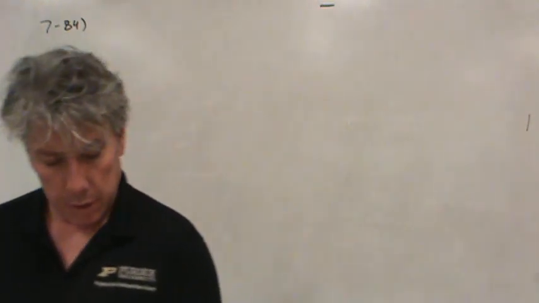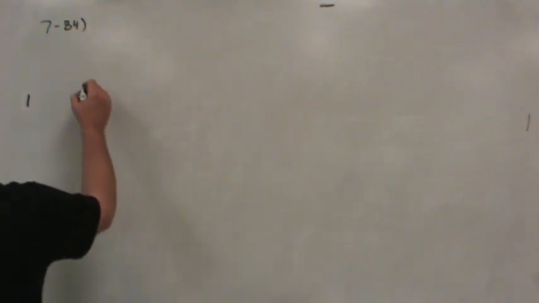This is problem 7-84. It is on page 364. Draw the shear and moment diagrams for the beam. Well, that's an original statement, isn't it? All right, let's see what the beam looks like so that we can figure out what the shear and moment diagram would look like.